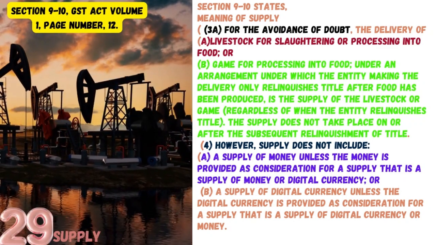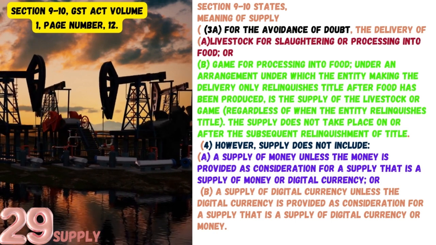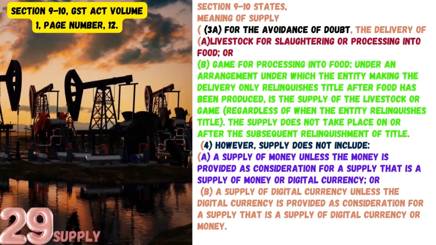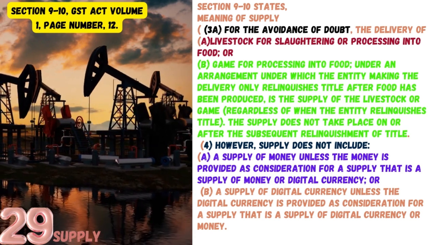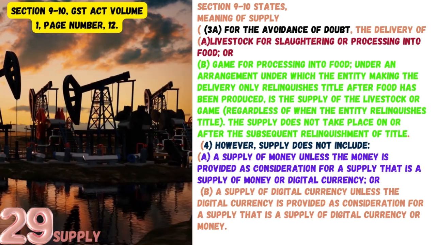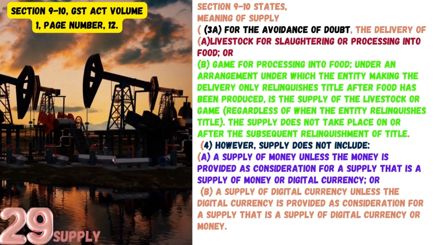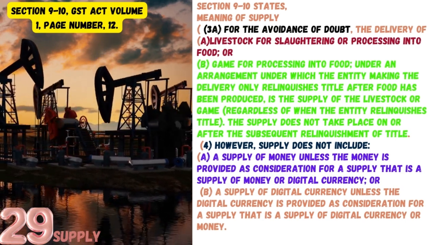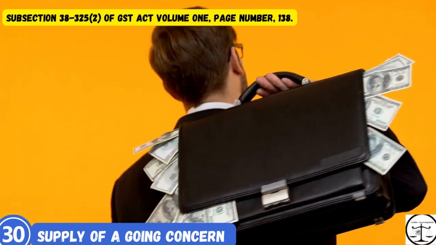4. However, supply does not include a. A supply of money unless the money is provided as consideration for a supply that is a supply of money or digital currency, or b. A supply of digital currency unless the digital currency is provided as consideration for a supply that is a supply of digital currency or money. Next word. Word number 30.